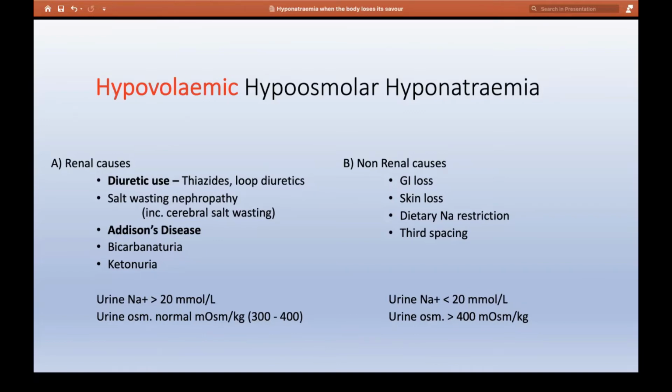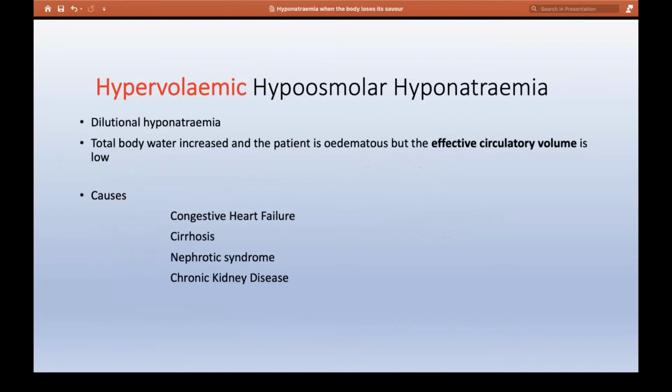Third spacing, the commonest being any kind of intestinal obstruction or pancreatitis where there is exudation and a movement of fluid and electrolytes into spaces which are potential spaces. So you see that in these patients, the urine sodium is less than 20. Renal causes like diuretic use, the urine sodium will be more. In non-renal causes, it will be less.